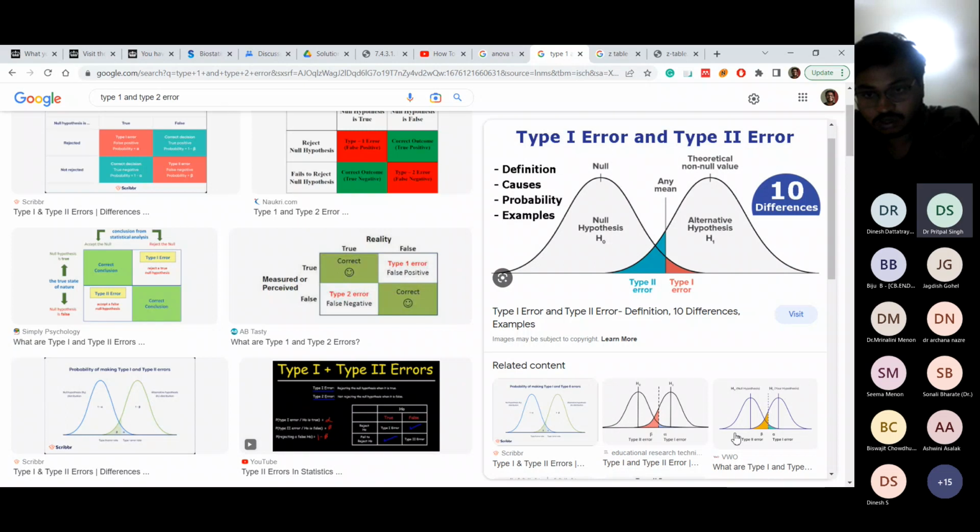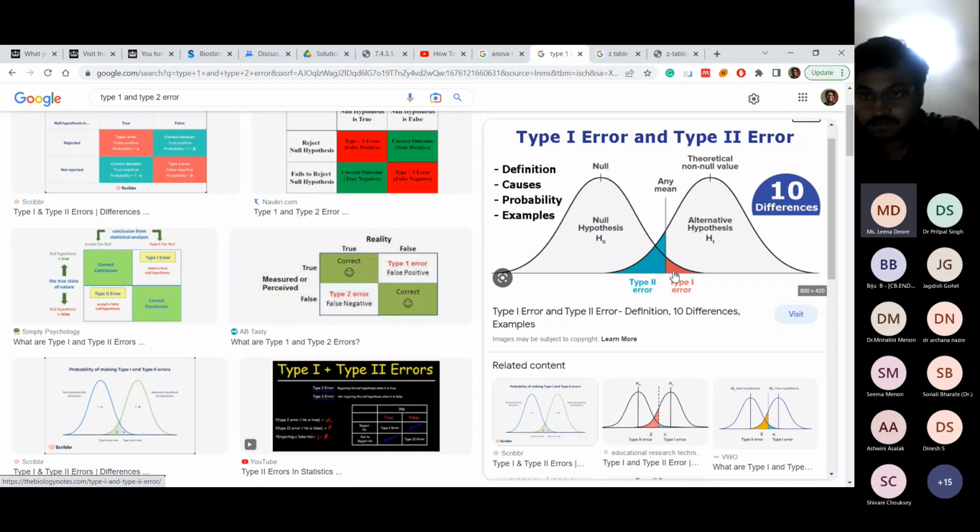Sir, won't it be that you have to decrease the p-value because of type 2 error? We're talking about type 1, no? Yes, I'm talking about type 1 error, but okay, sir.